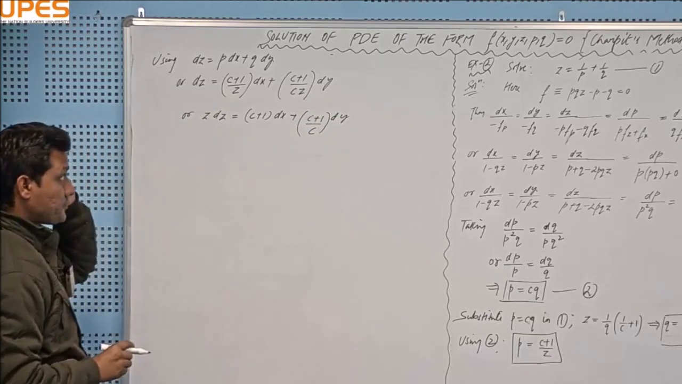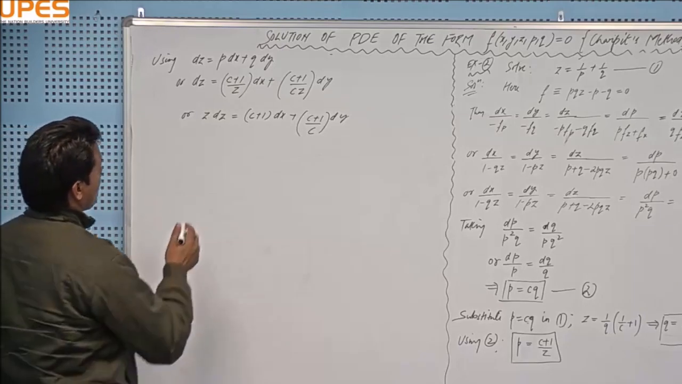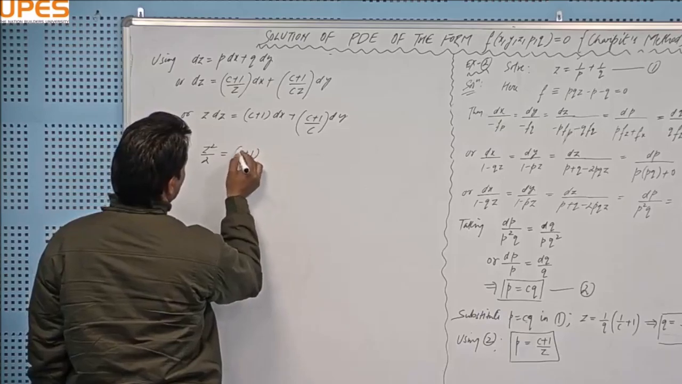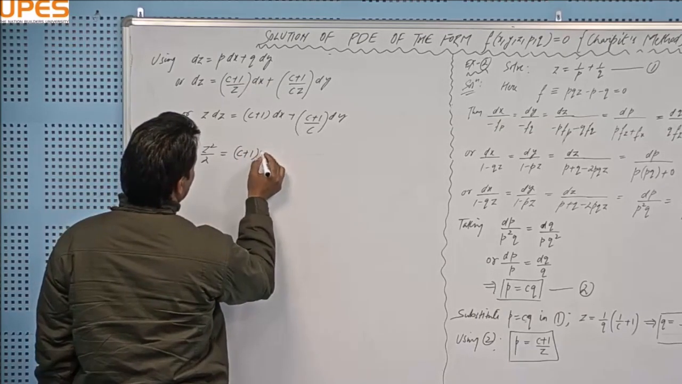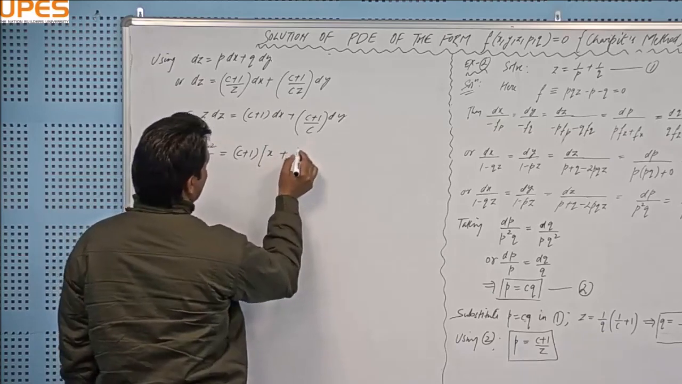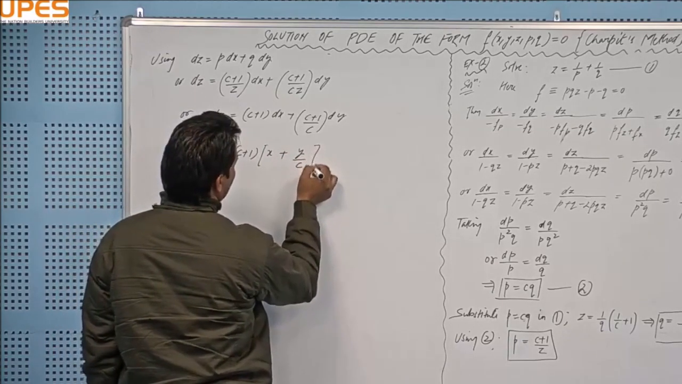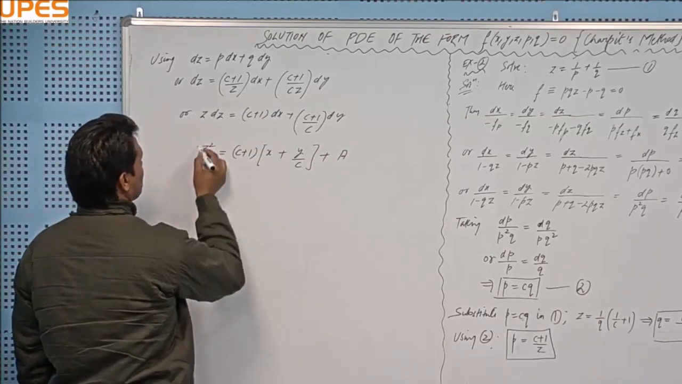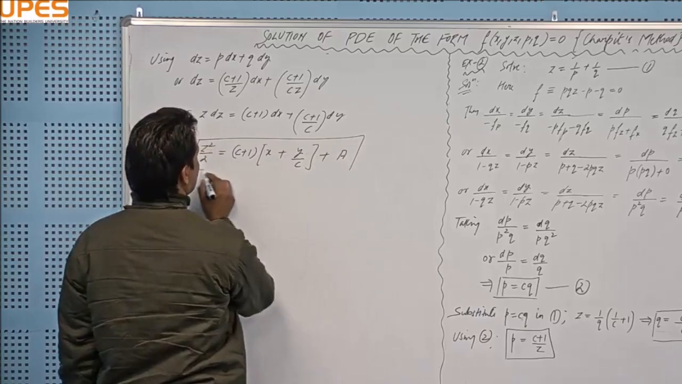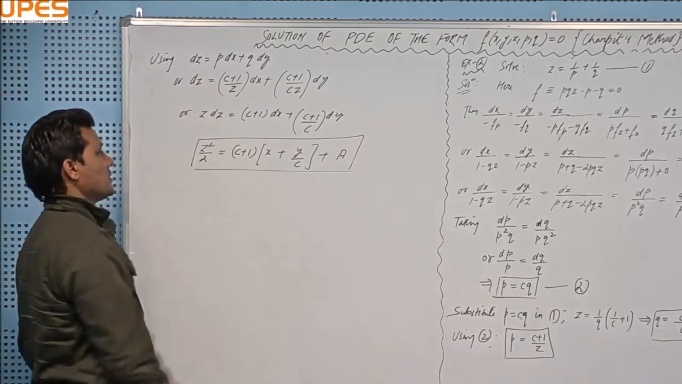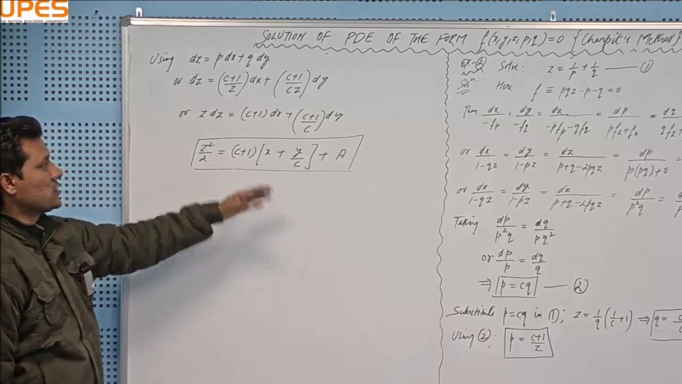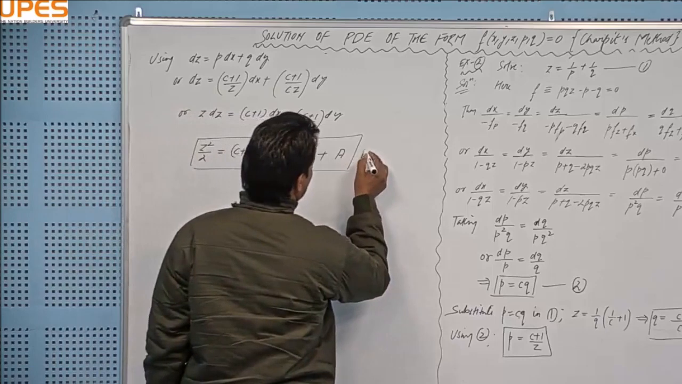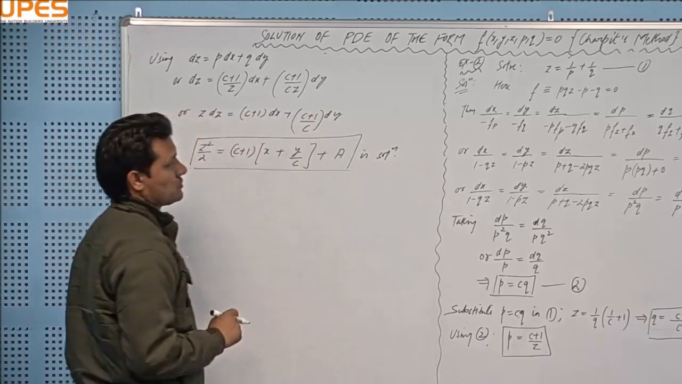Then integrate. I will get Z square by 2 is equal to C plus 1 taken common, and inside the bracket I will have X, plus Y over C, and then another constant capital A. So this will be the solution. Multiply 2 here, right? Or you can multiply this 2 here or take a square root of it. Then that is containing only 2 arbitrary constants. This is the solution, the complete integral.